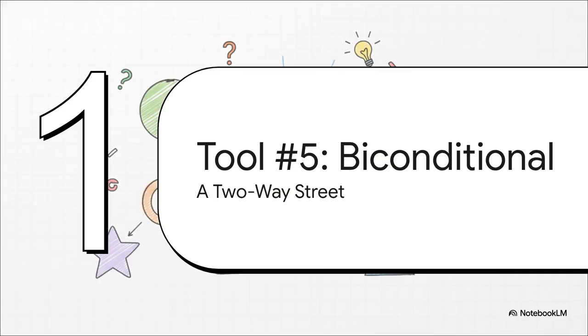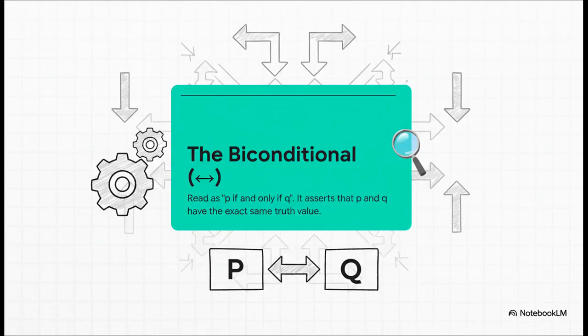Okay, on to our final tool for the day, the biconditional. Now, if the conditional was a one-way street, you can think of this one as a two-way street. It's all about logical equivalence. This one is seriously powerful. It's essentially two conditional promises rolled into one. It's saying if P's true, then Q must be true. And if Q is true, then P must be true. They are logically locked together.